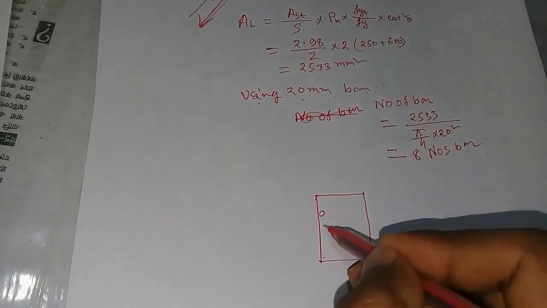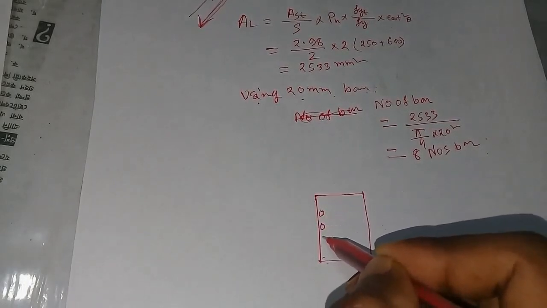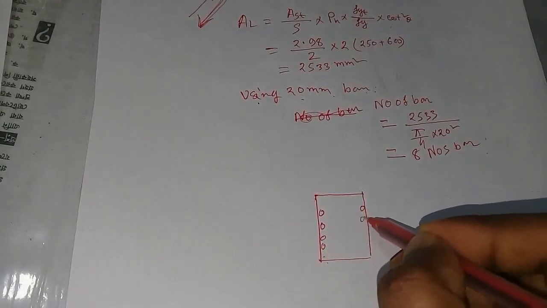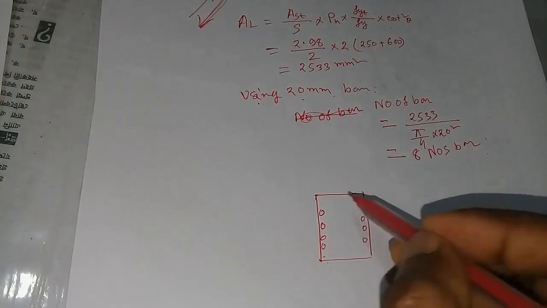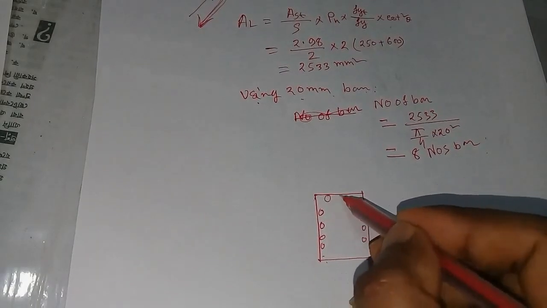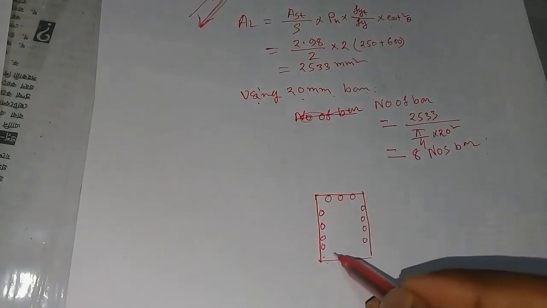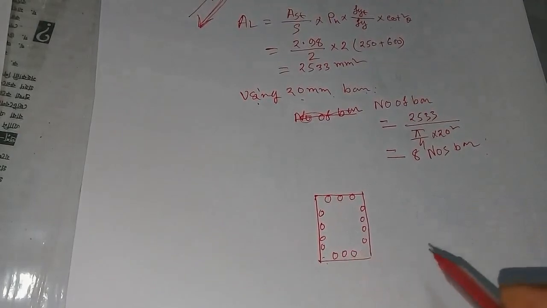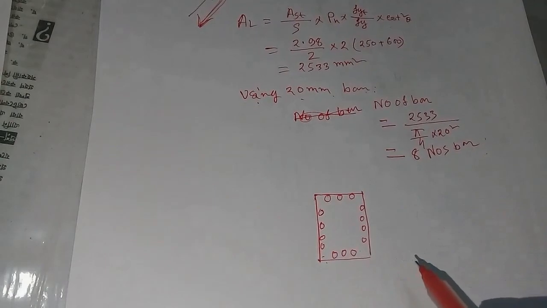Okay, here 4 bars, 1, 2, 3, 4, and here also 1, 2, 3, 4, and here also the top face bar, and here also the bottom bar. So viewers, that's all.